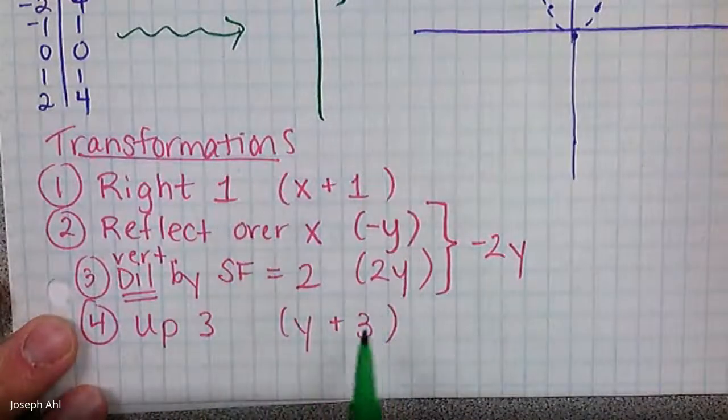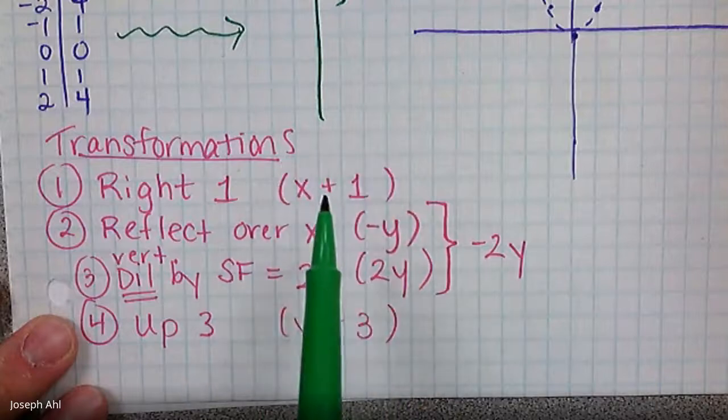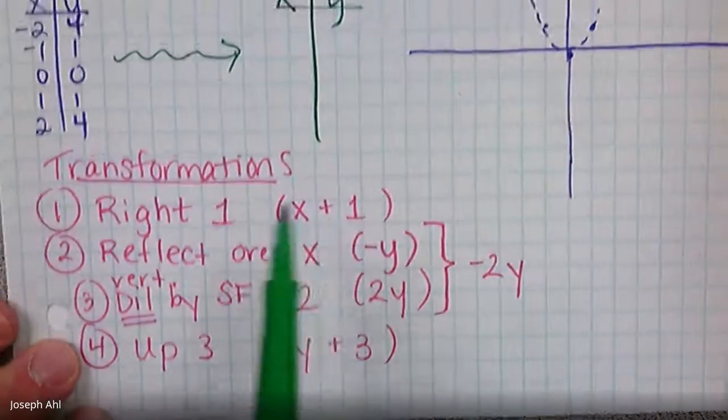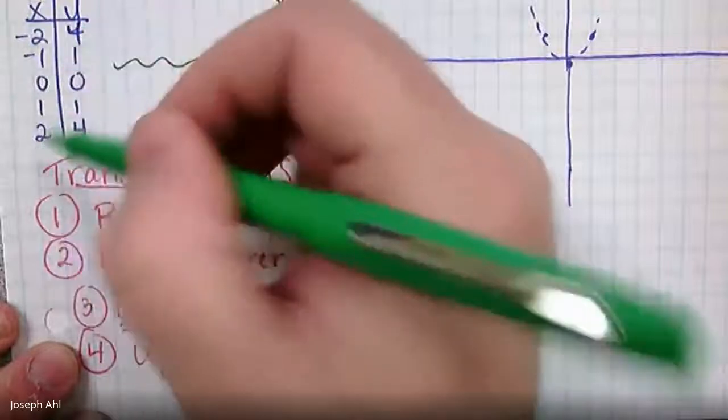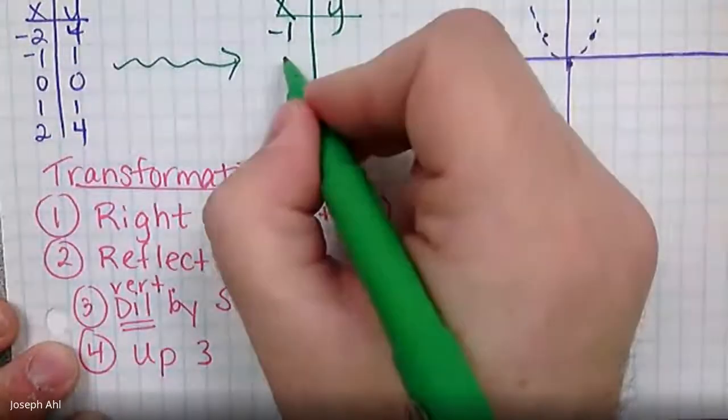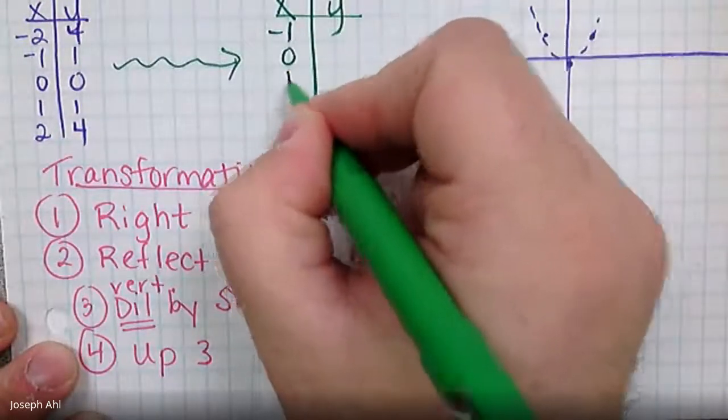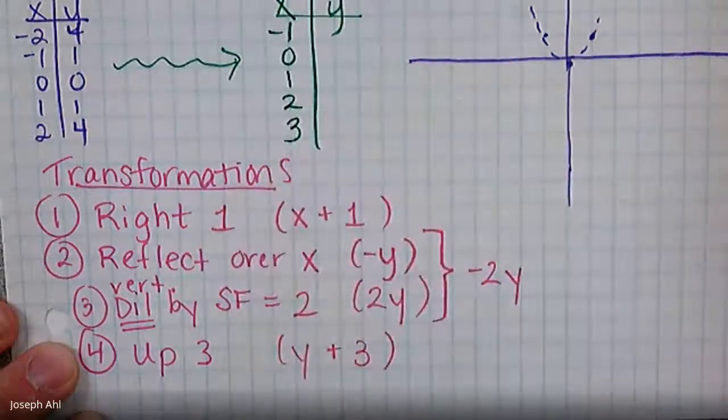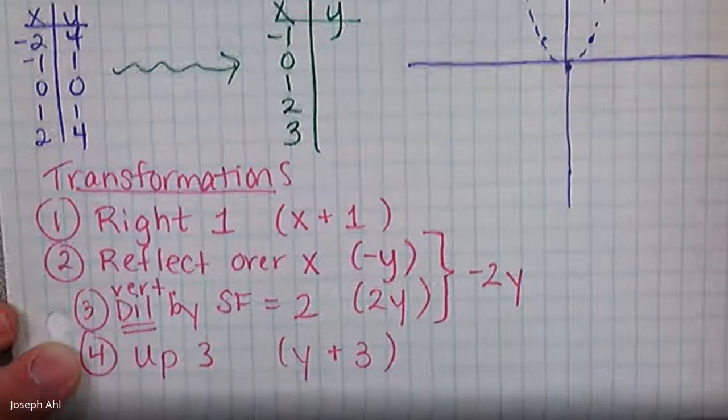Now, if I look at the list quickly, the only thing that affected the x values is adding 1. We're moving it to the right one. So I'm going to just take my x list real quick and add 1 to everything. So now it should be -1, 0, 1, 2, 3. So that was kind of a quick and easy fix.